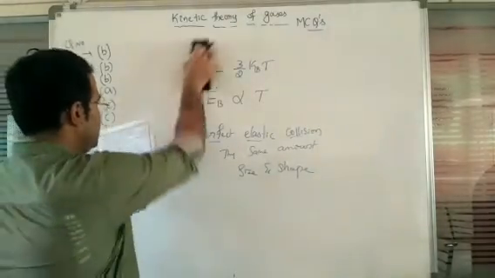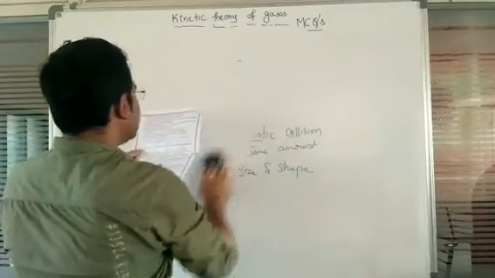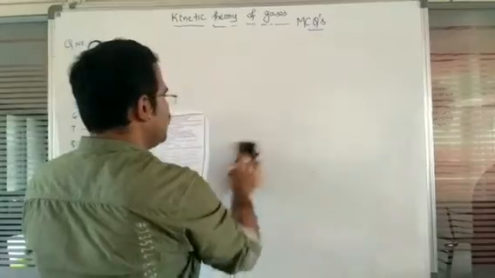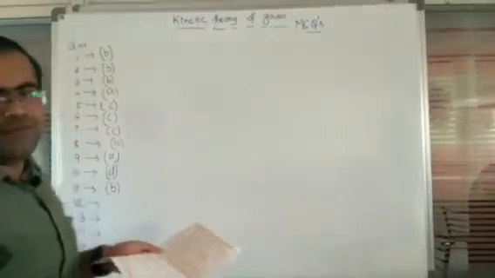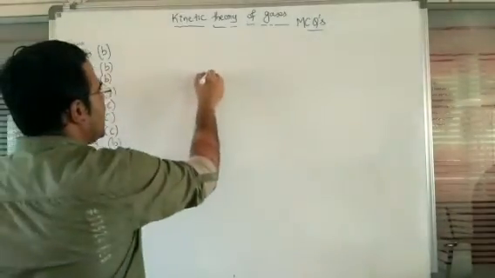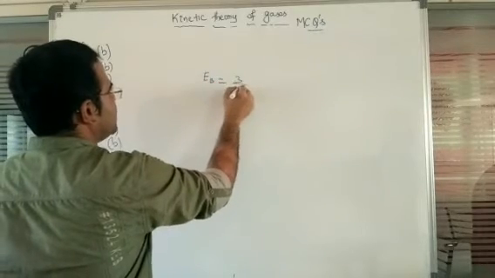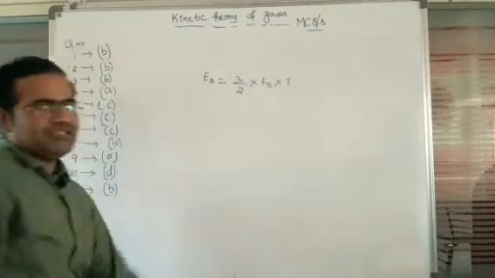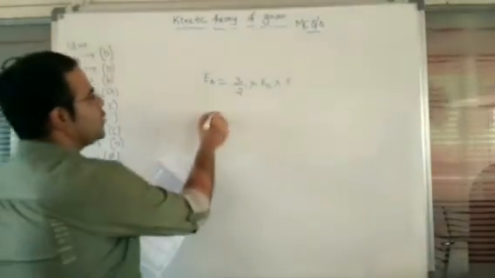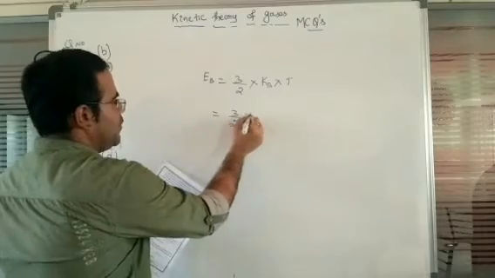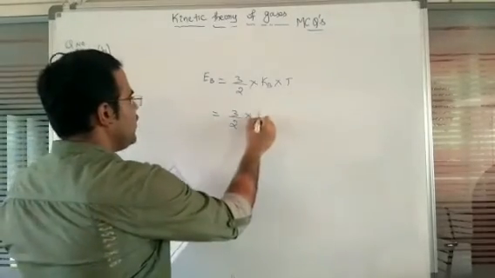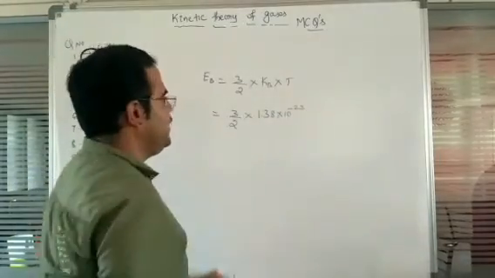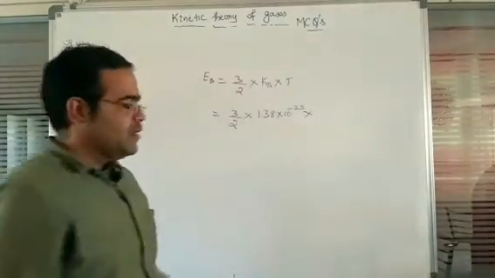Next, question number 12. The average kinetic energy of gas molecules at a low density at 27 degrees Celsius is... So we have to identify the average kinetic energy, which is given by 3 by 2 multiplied by Kb into the temperature. Next, we are going to substitute 3 by 2 multiplied by Boltzmann's constant value 1.38 into 10 to the power of minus 23, multiplied by the temperature.